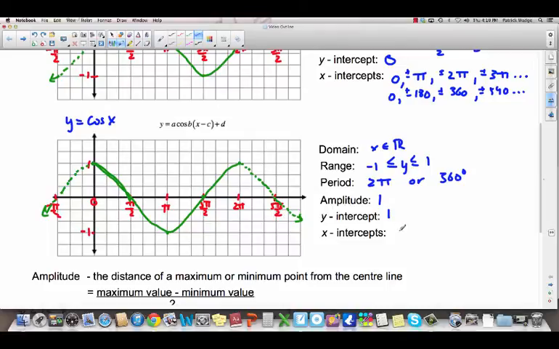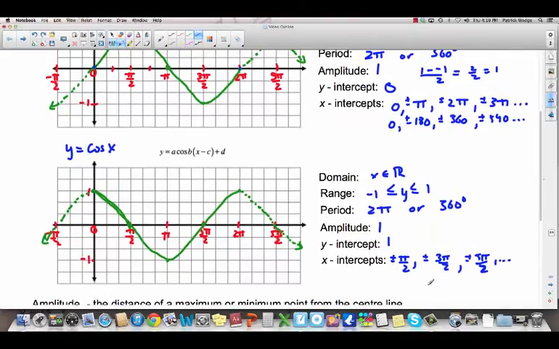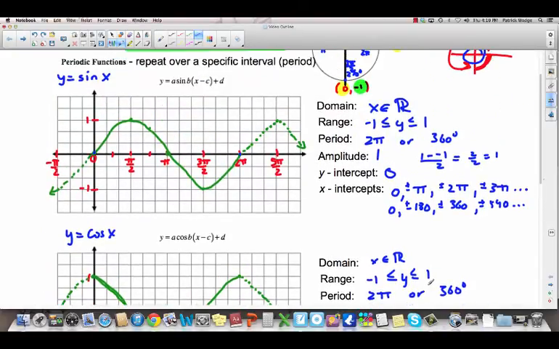X-intercepts, okay, we have pi over 2, and if you look, you also have negative pi over 2, so plus or minus pi over 2, plus or minus 3 pi over 2, plus or minus 5 pi over 2, plus or minus 7 pi over 2, etc., etc. There you go. Alright, those are your basic mother functions.